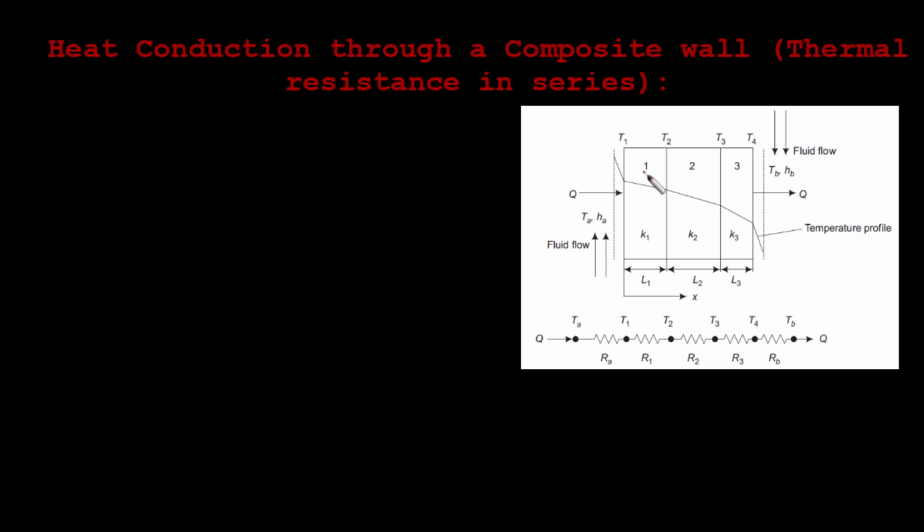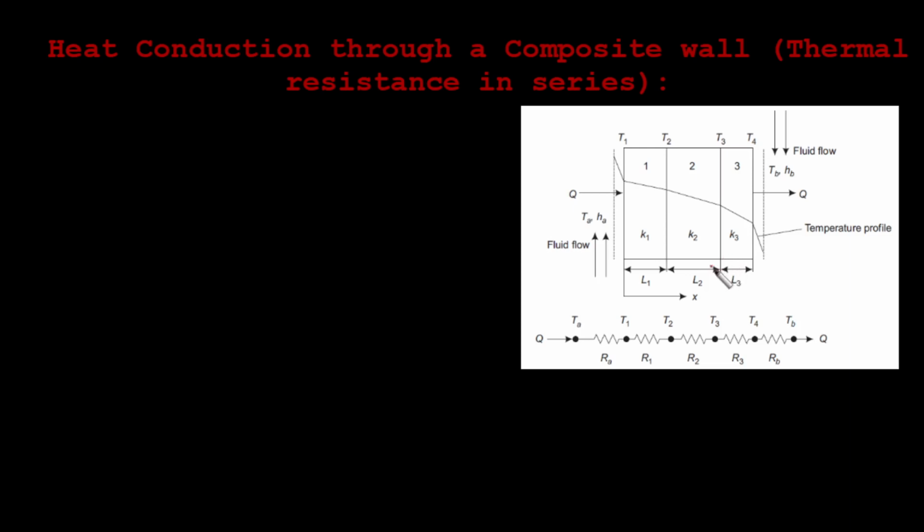So slab 1 has a thickness of L1, and its thermal conductivity is K1. Slab 2 has a thickness L2 and its thermal conductivity is K2. Slab 3 has a thickness of L3 and its thermal conductivity is K3. So this kind of arrangement we call a composite wall.